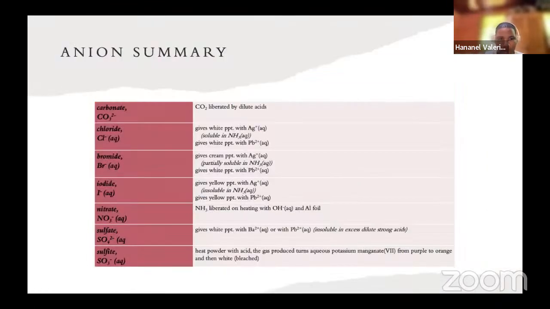So an anion summary, just to look at it, okay? Carbonate, of course, CO2 liberated by dilute acids, that's simple. Chloride gives a white precipitate with silver, and a white precipitate with lead. Bromide gives a cream precipitate with silver. So silver nitrate is the one we should use. Iodide gives a yellow precipitate with silver, insoluble in ammonia. Nitrate, of course, we know the ammonia will be liberated on heating with a hydroxide and aluminum foil. Sulfate gives a white precipitate with barium chloride.